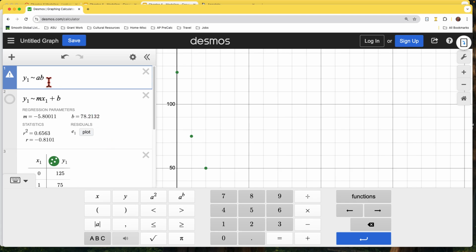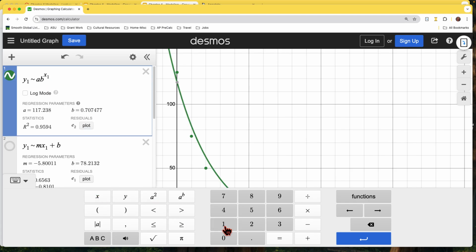Okay, so now we're up in the exponent. We want to put x, and we want to put the 1. And notice it drew the graph, the curve in there, but it's not exact. It's not going to be the accurate one. I was working with the other classes, and they would forget this. I forget this. We need to check log mode.